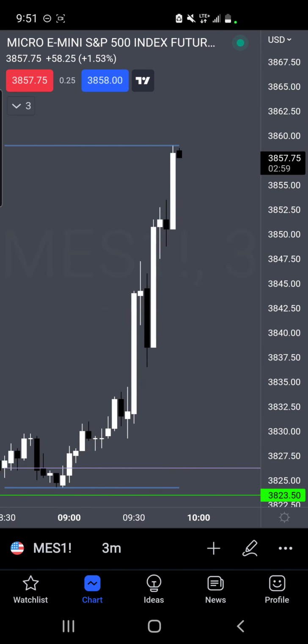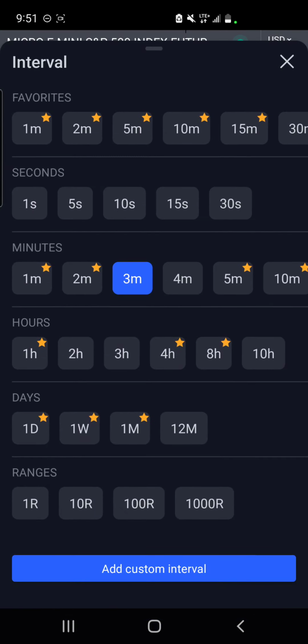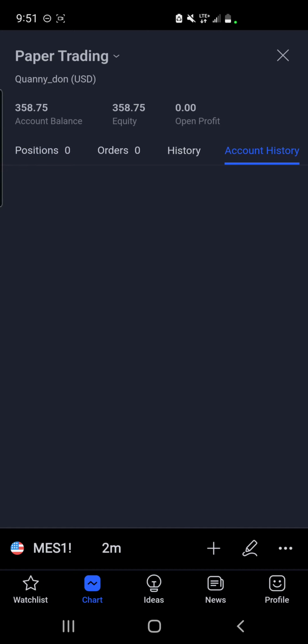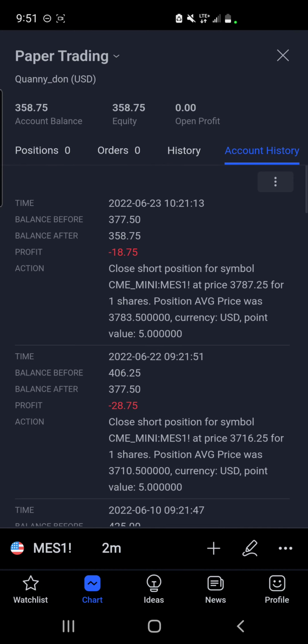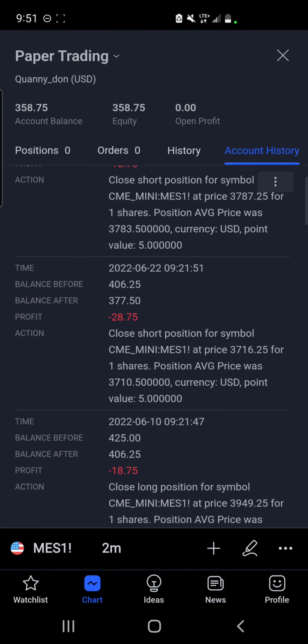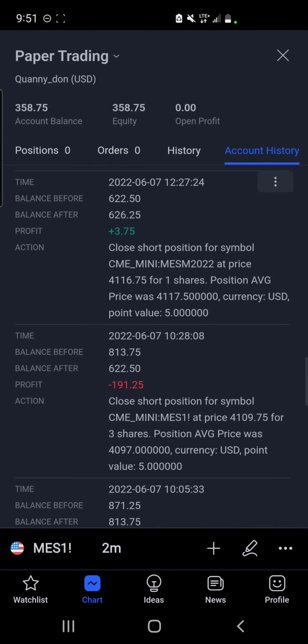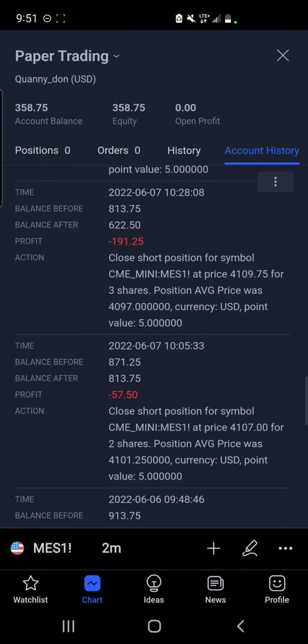Now we're in a 3 minute, right? 2 minutes. Obviously it didn't come down, and I didn't take anything because the last trade I had was the loss from yesterday. See, 23rd, 24th. So I haven't taken any new trades. It's not a new account. See, it's the same account with the spiral lower.